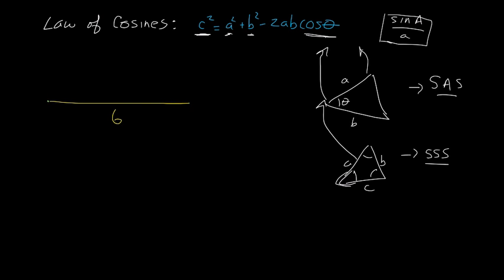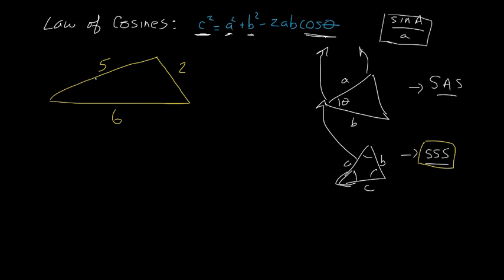Let's say it's 6, 2, and 5 are the lengths. So we don't know any of the angles, but we do know all of the sides. So we can use law of cosines. In that situation, it's a side, side, side. So how do we progress?